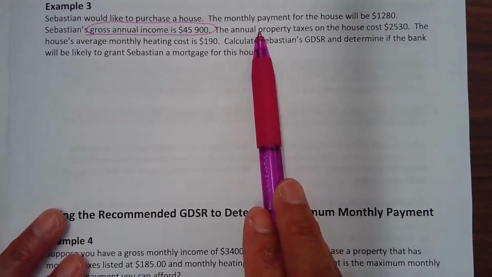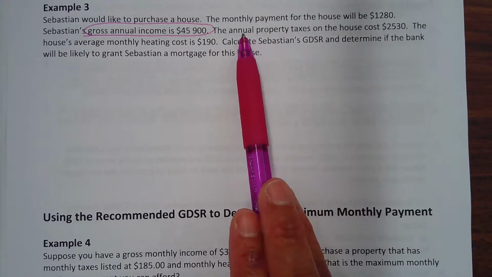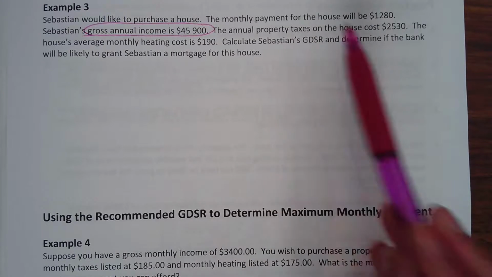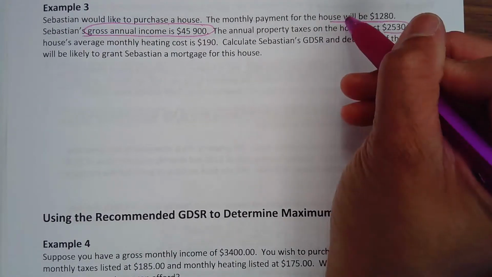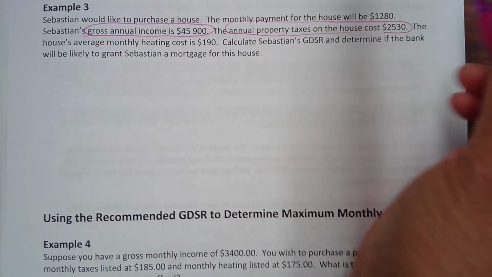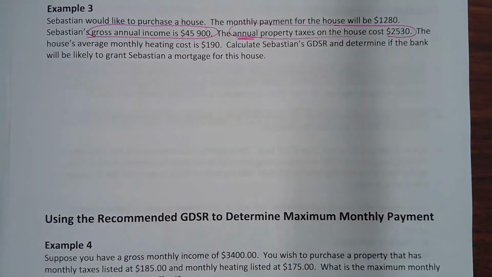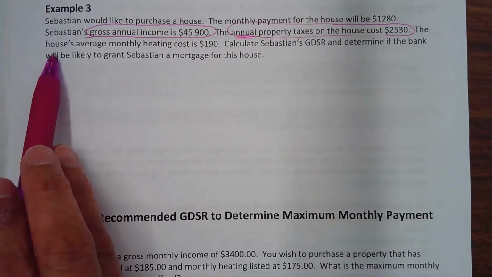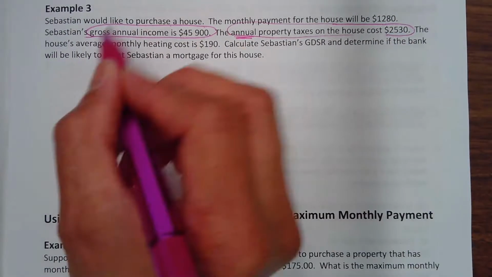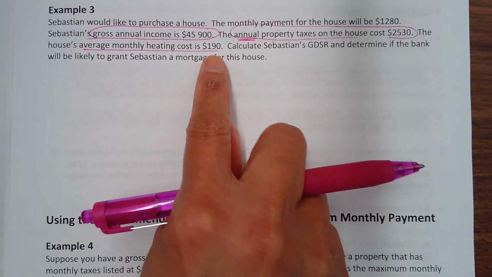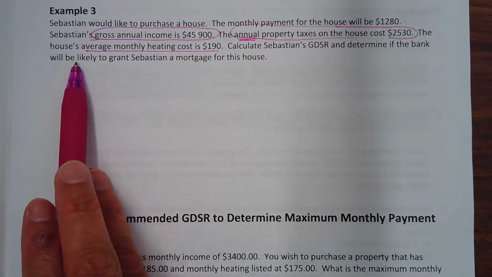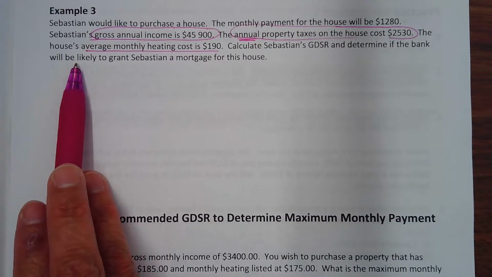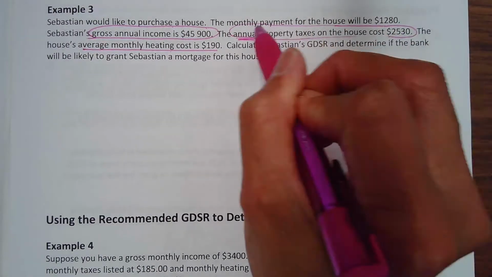Okay, let's read on. The annual property taxes are $2,530. Again, tricky because it says annual, right? And then the average monthly heating is $190. This one has no trick. Calculate Sebastian's GDSR if the bank would likely grant Sebastian a mortgage for this house. Oh, I forgot the monthly payment. There's no trick for that.